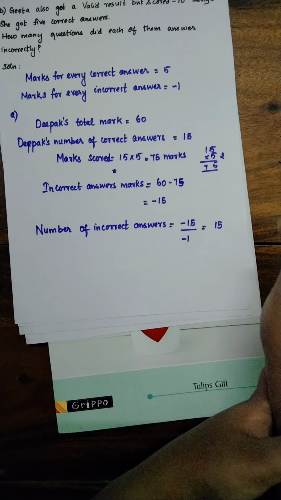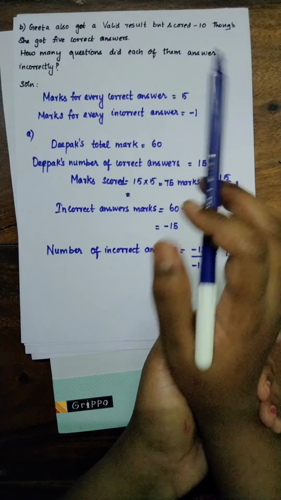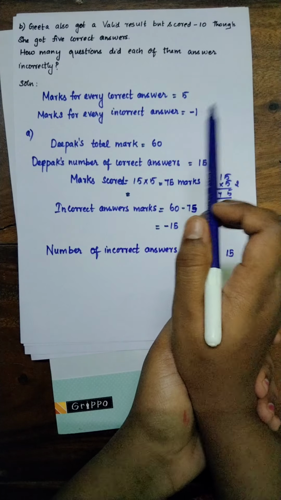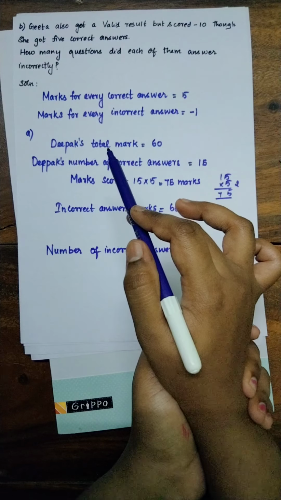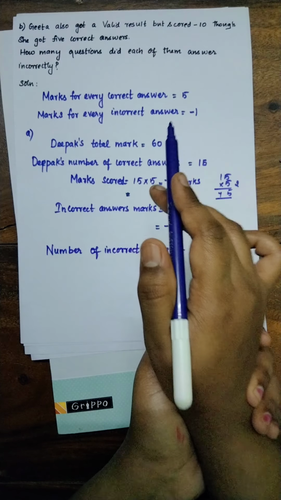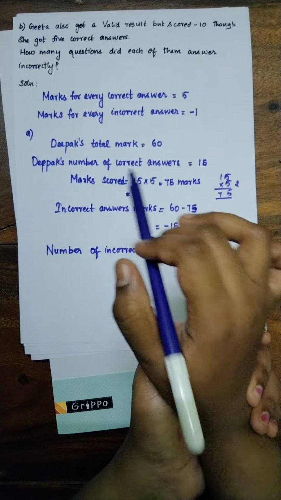Very easy, no? Again I am explaining. Listen, marks for every correct answer is 5. Okay, for every incorrect answer, they will reduce 1 mark. So I have mentioned it as minus 1. So in the question they have given Deepak's total mark is 60 and they have given the number of correct answers written by Deepak is 15. So Deepak's number of correct answers is 15.